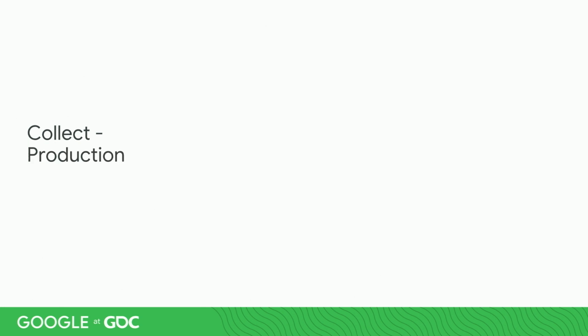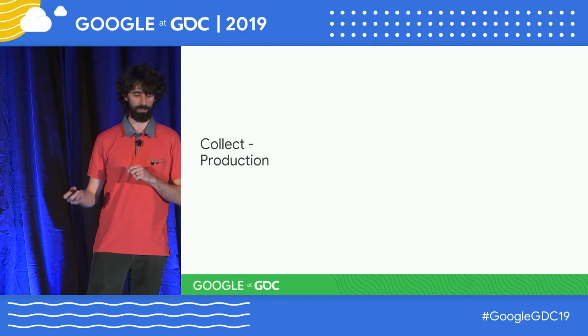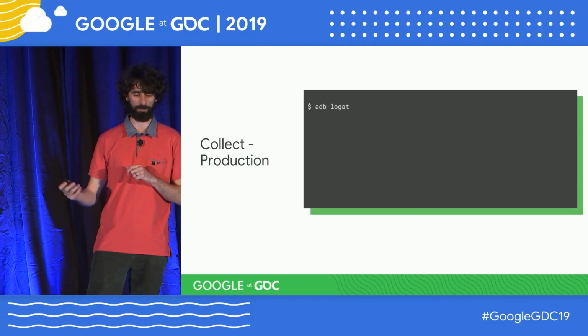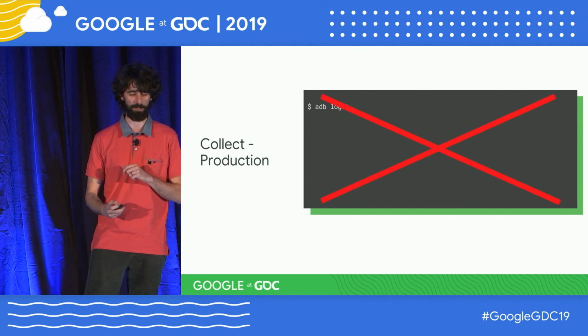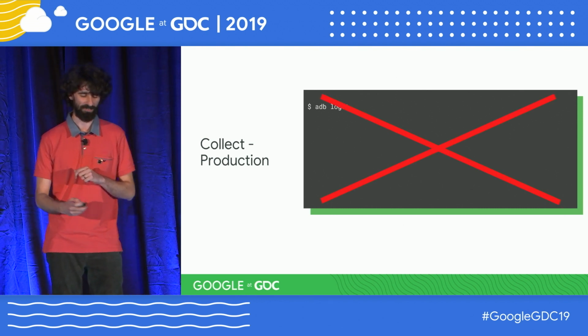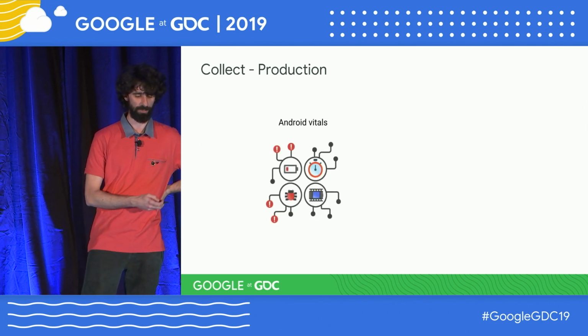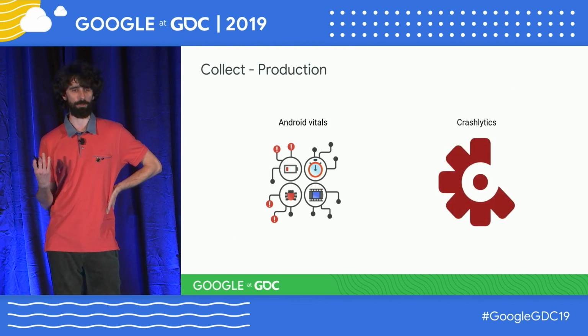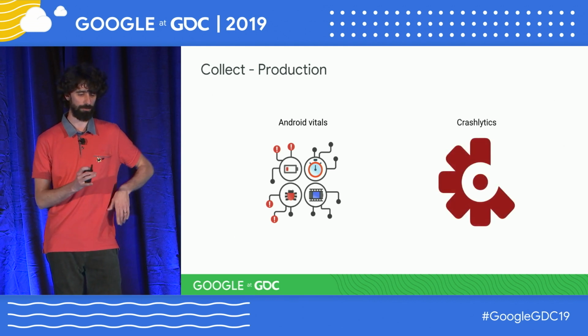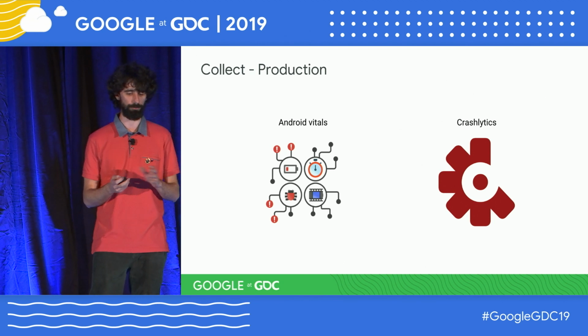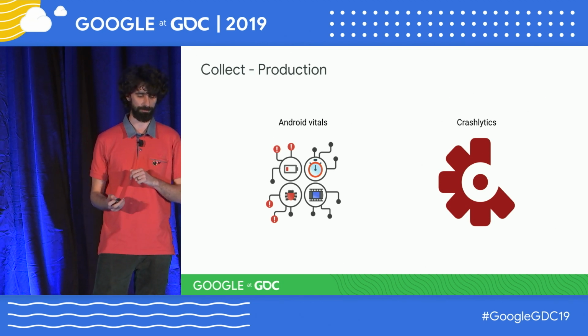And if you look at production, well, in production, when you launch, there is actually no ADB. So in production, you will have to use either Crashlytics or Android Vitals. I think you already heard about both of them earlier today. I'm just going to quickly brush through the difference between each of these.